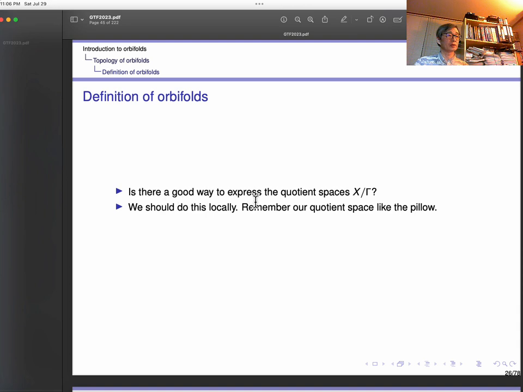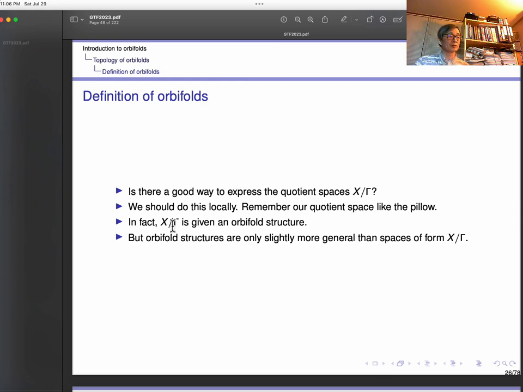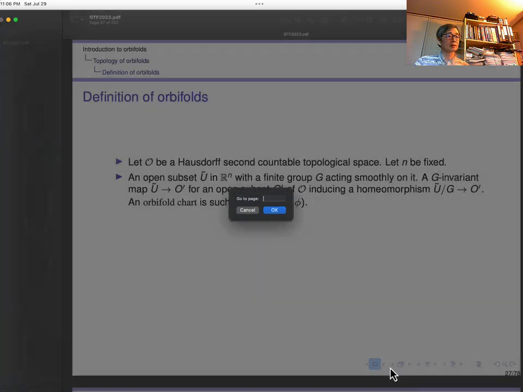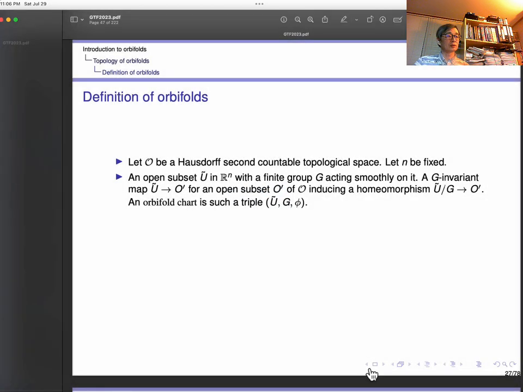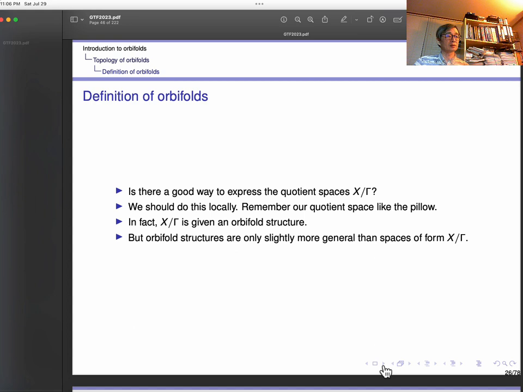Is there a good way to express some quotient space like this, X mod Gamma, where some elements of Gamma have fixed points? We should do this locally. Remember our quotient space, like the pillow. In fact, X mod Gamma can be given an orbifold structure, but orbifold structures are more general than the space of the form X mod Gamma. So we want something more general than just X mod Gamma.